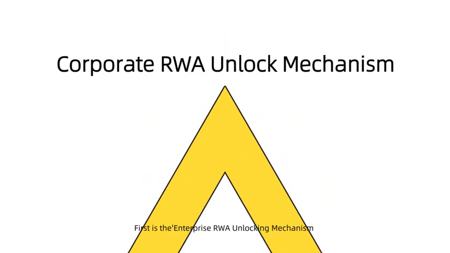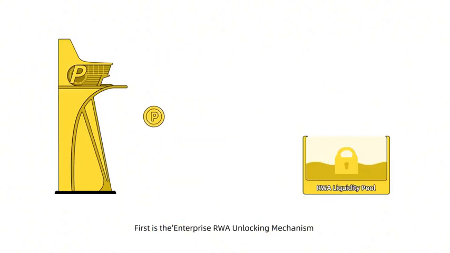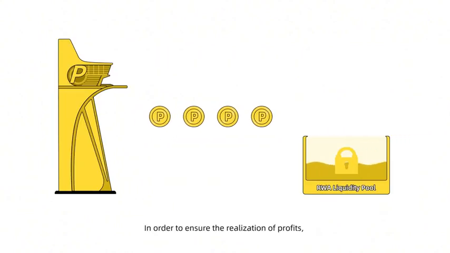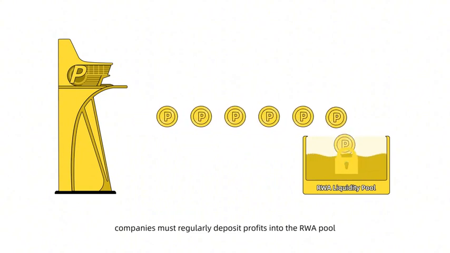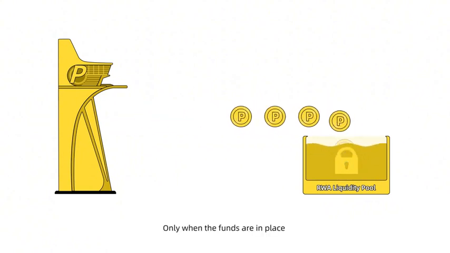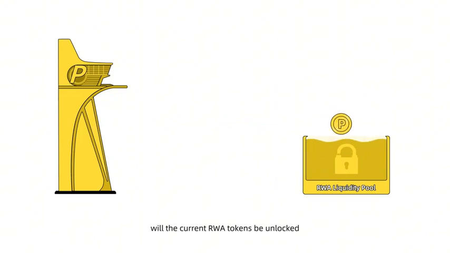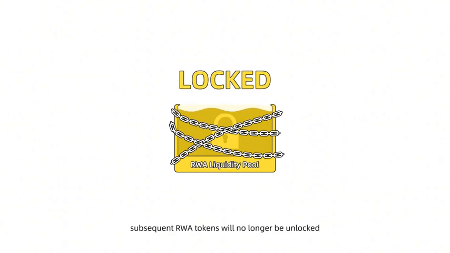First is the enterprise RWA unlocking mechanism. In order to ensure the realization of profits, companies must regularly deposit profits into the RWA pool. Only when the funds are in place will the current RWA tokens be unlocked. Once the dividend amount is insufficient, subsequent RWA tokens will no longer be unlocked and will be fully protected by smart contracts. Let's take a look at the second one.